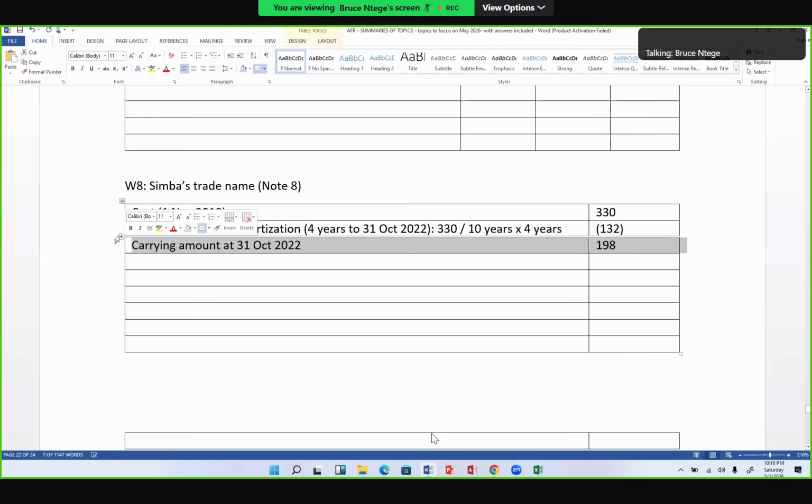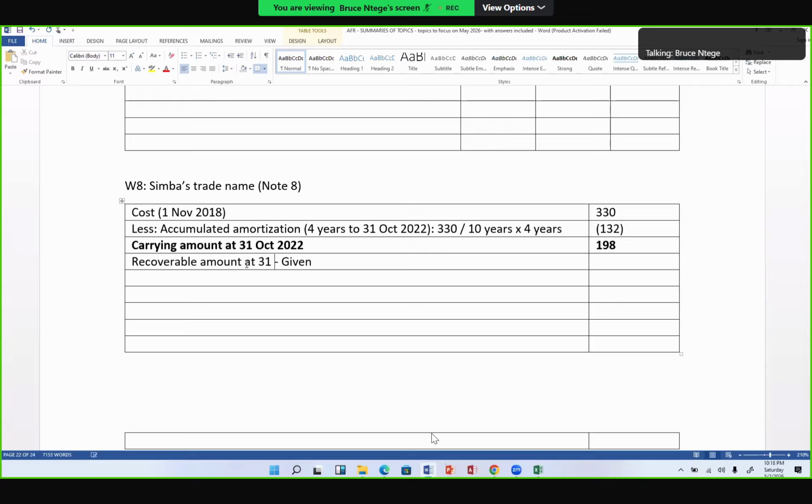Yet the recoverable amount has been given to us, the recoverable amount of this trade name at that year end, 31st October 2022, as 184. So when the recoverable amount is less than the carrying amount, we are going to have an impairment loss, which is the difference between 198 minus 184. So that impairment loss is 14.